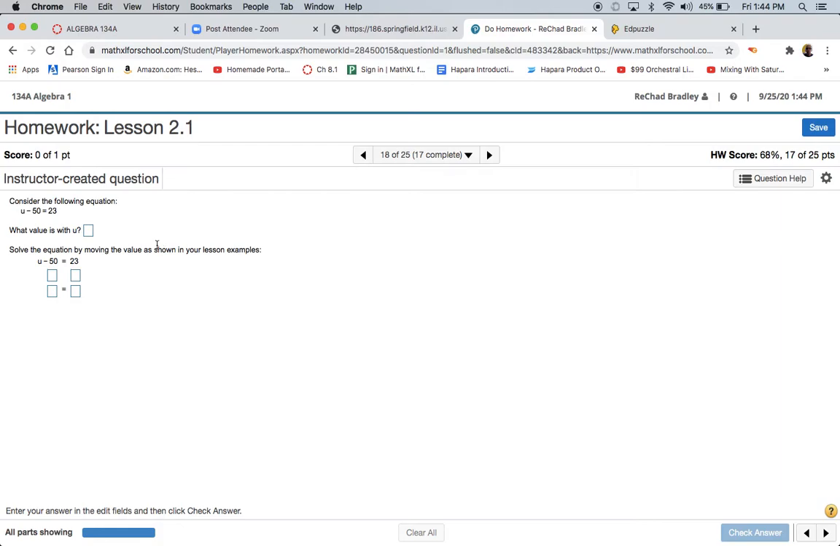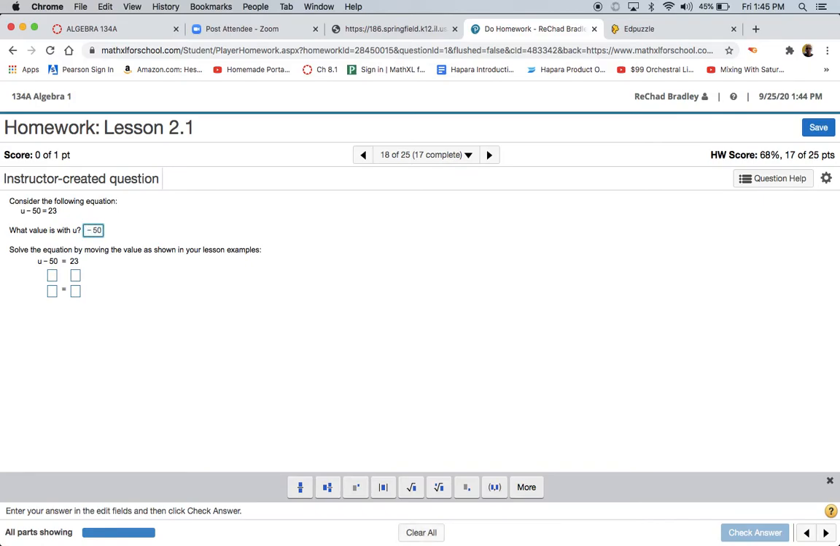This is where we actually have to work them out. First off, you have to identify who's with u. u minus 50 means negative 50 is with u. I'm going to tab now because I want to move to the next box. If I want to get the u by itself, I must move this negative 50 by putting a positive 50 on both sides. So again, I want to put it in this box and that box. So positive 50, because that makes these two things go away.